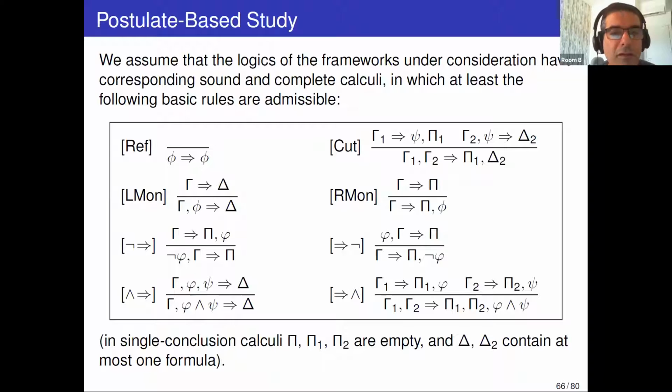So for our study, we assume that the logics of the framework meet some very restricted requirements. We assume that the following core rules hold in all the logics that we will consider: reflexivity, cut, the two kinds of monotonicity, and the logical rules concerning negation on the right and the left, and conjunction on the right or the left. This is the only assumption about the logic that we make. So these rules are admissible according to the logic.